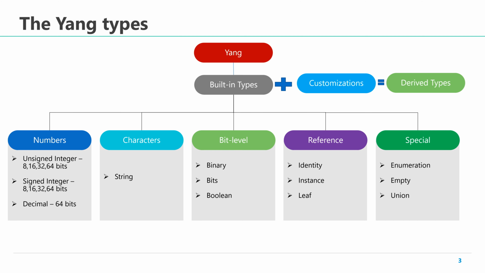The final category is called the special category of built-in types. There are 3 types under this category, namely enumeration, empty type, and a union type. So that covers all the categories of built-in types that are available in Yang.